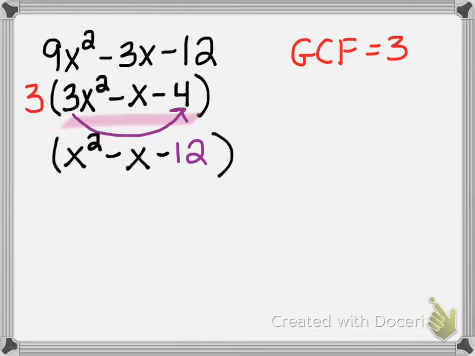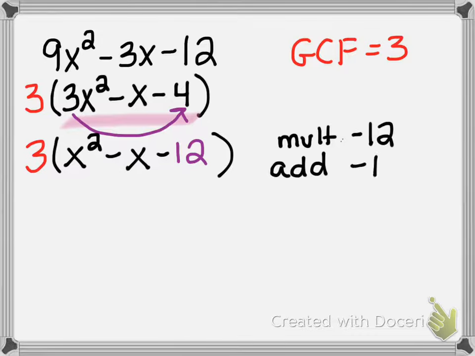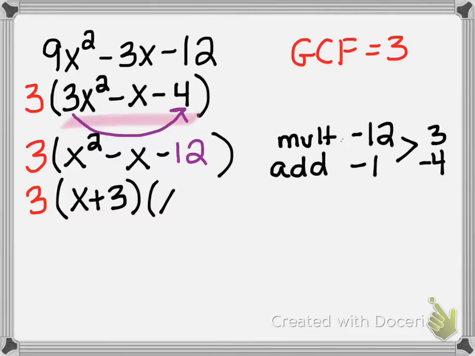And this 3, the 3 that was the GCF, you will continue to bring down because it's still part of the problem. So I need two numbers that I can multiply to give me negative 12, but I need to be able to add to get negative 1. So the two numbers that are going to make that work are going to be 3 and 4, but I need to make my 4 negative. So again, I'm going to bring down my GCF of 3. I'm going to put those numbers in linear binomials. So that's going to be x plus 3, x minus 4.